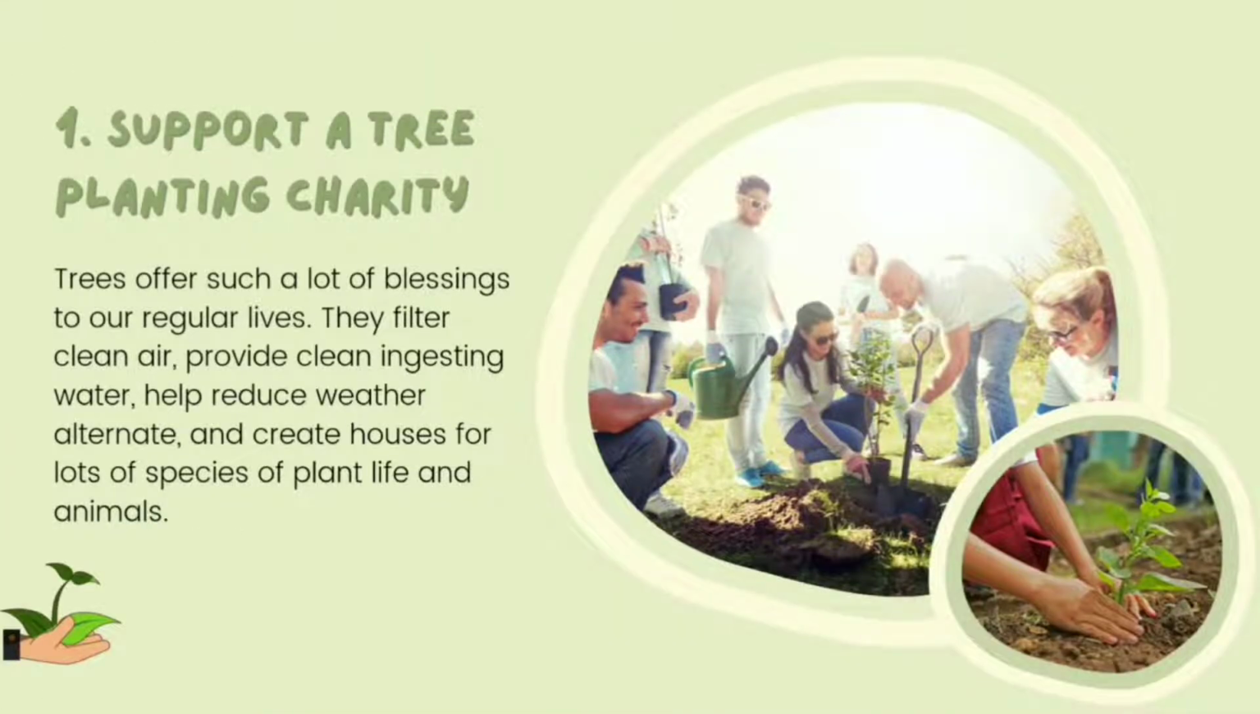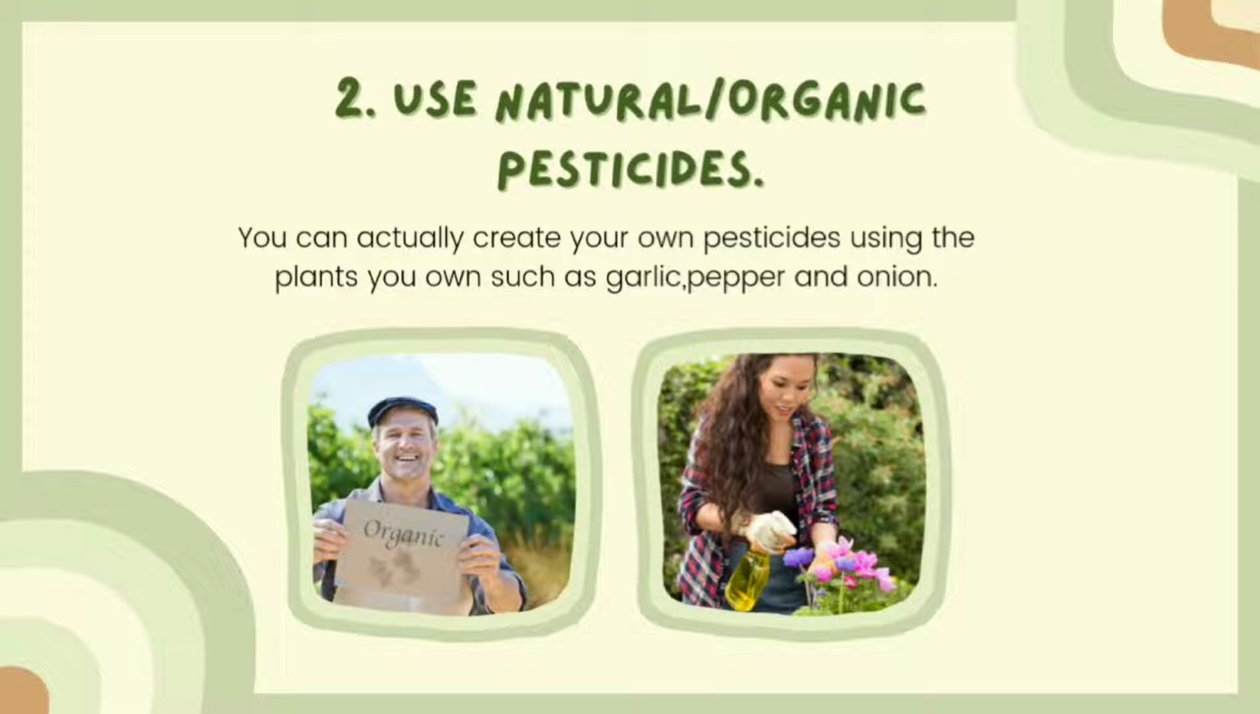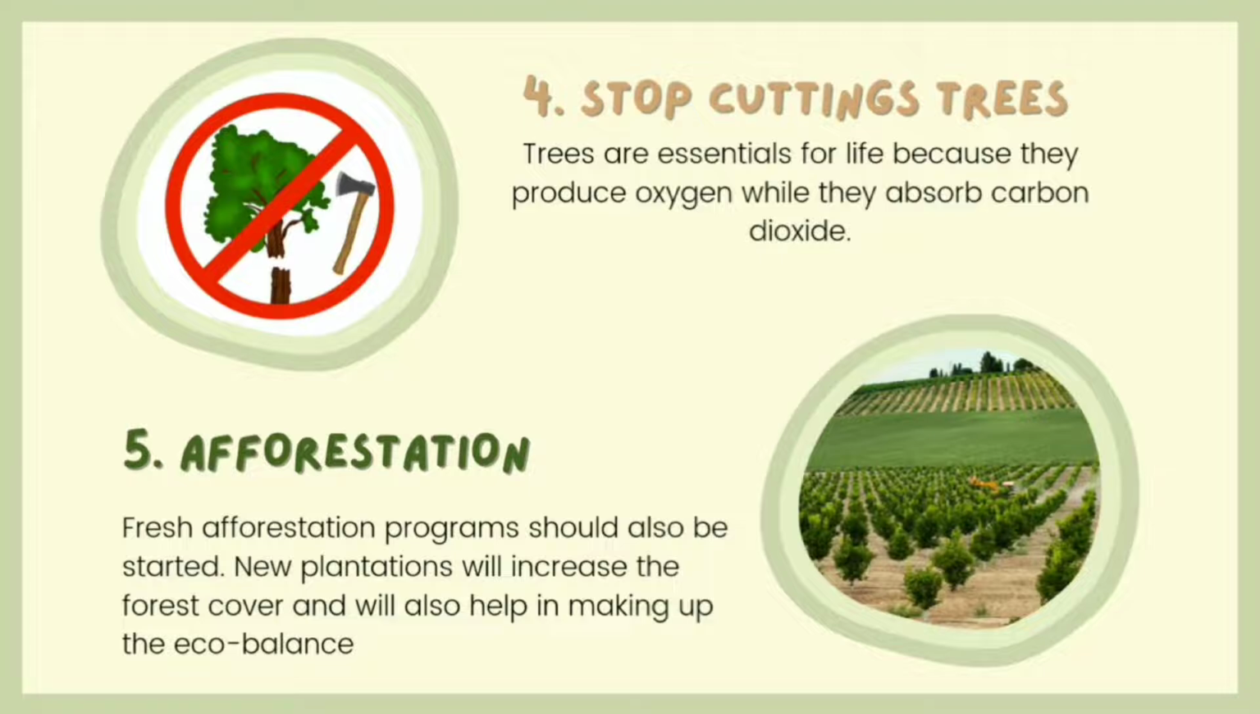Here are the ways of protecting and preserving them as an important component of the ecosystem. The first one is to support a tree planting charity. It is also important to use natural or organic pesticides. We can also help by composting our leaf waste to avoid the use of chemical fertilizers. We must also stop cutting trees.